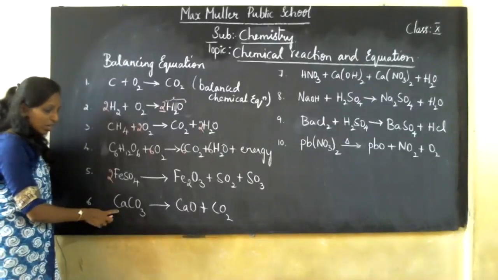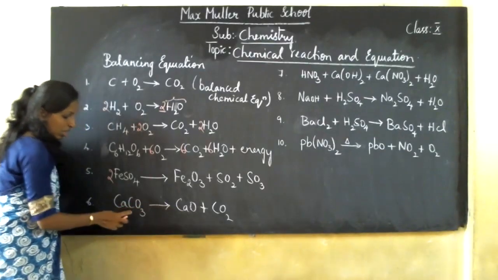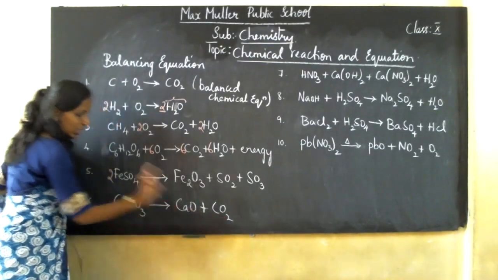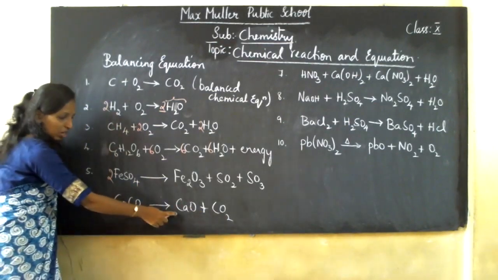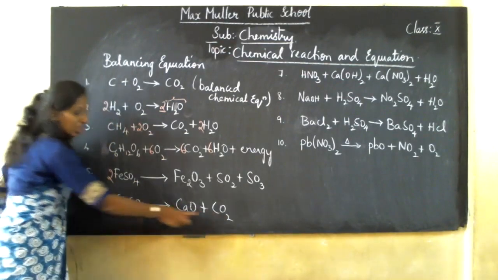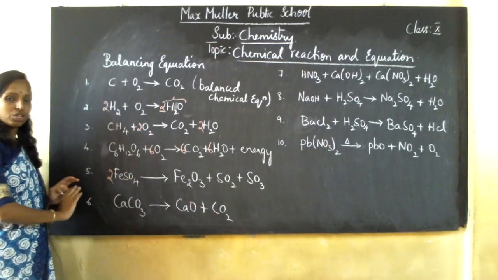Next, Ca. Ca is 1, Ca is 1. And carbonate, CO3. O2 plus 1, 3. So it's balanced. Ca is 1, Ca is 1. Oxygen here it is 3, oxygen 3. Carbon 1, carbon 1. It's balanced. So already the equation is balanced. You don't need to change it.